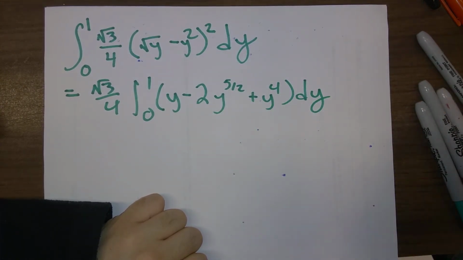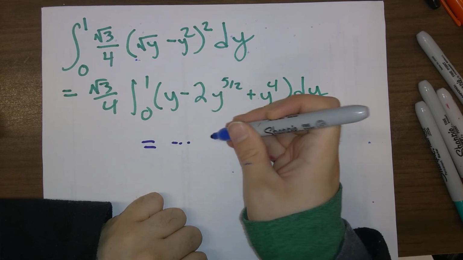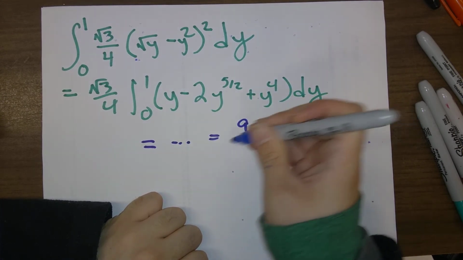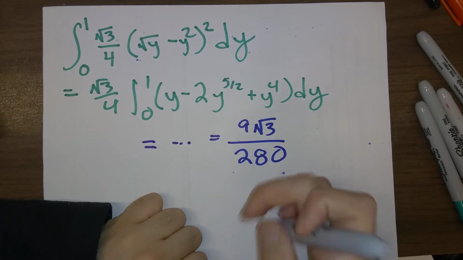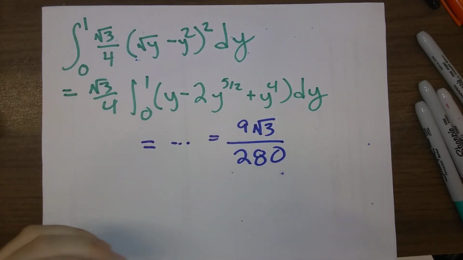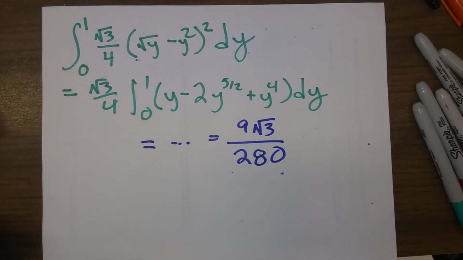So once more, I'm going to say equals 9 times square root 3 over 280. It would be good if you wanted to do this at home to check to see that this is, in fact, the answer that you're supposed to get. Okay, so I think this is a good place to wrap up this video.